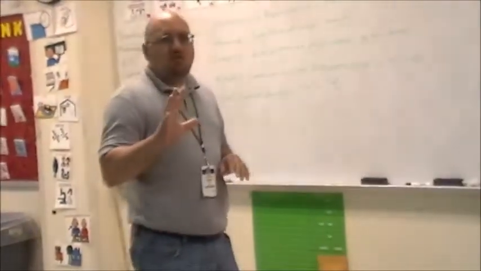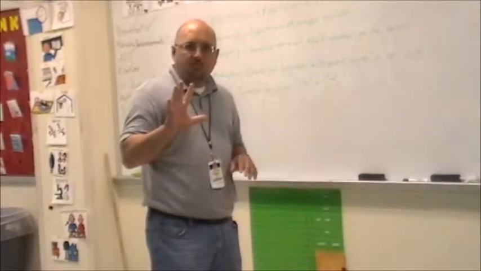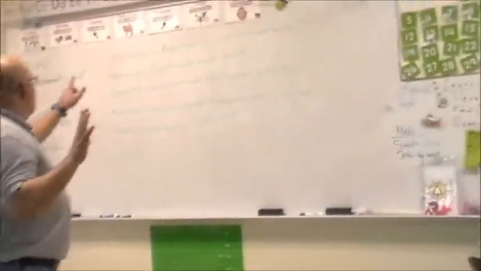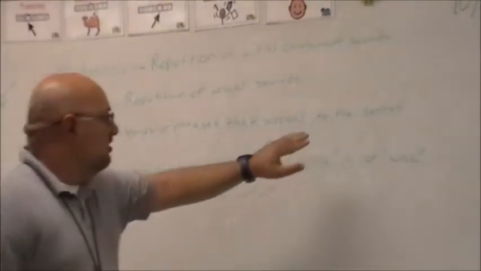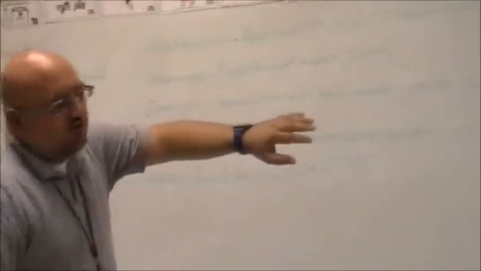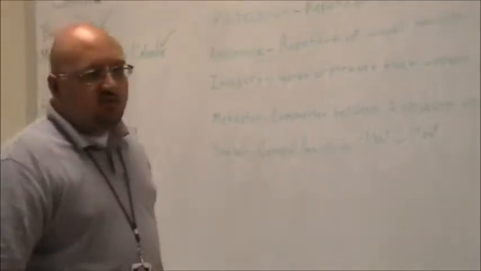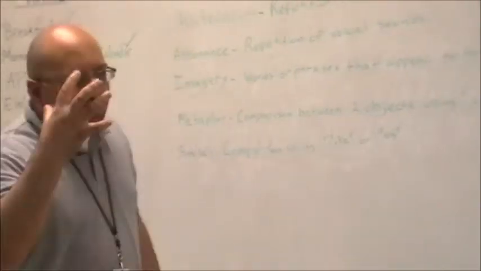For this particular unit, we're starting with five of the basics. We're going to start with alliteration, which is the repetition of initial consonant sounds. So we're going to be looking for that. We have assonance, the repetition of the vowel sounds, is the next one we're going to look at. We have imagery, words or phrases that appeal to the senses. So anything that appeals to your sense of smell, your sight, something that'll make you see something.